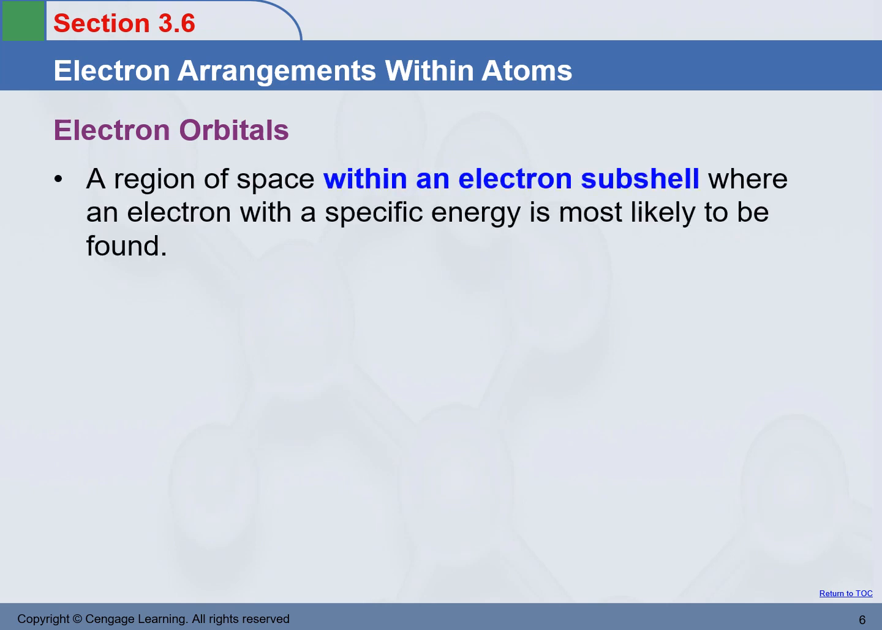An orbital is a region of space within an electron subshell where an electron with specific energy is most likely to be found. Finally! From this statement, we know that electrons do not stay in the shell. Electrons do not stay in the subshell. Electrons do stay in orbitals. So right now we're in a subshell, we see orbitals, and if we jump into an orbital, we will see electrons.